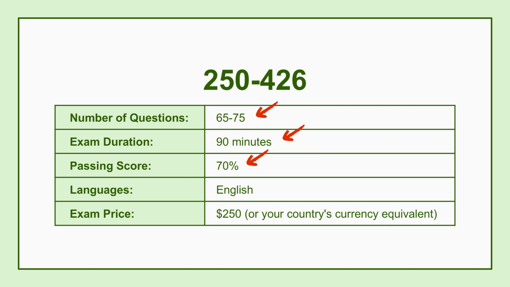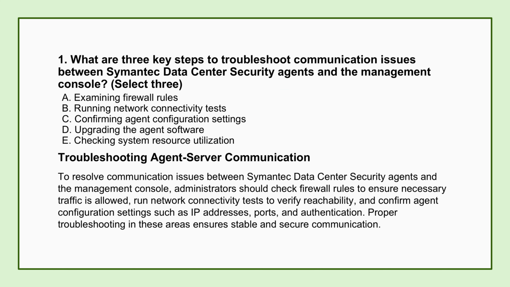But the important thing is to understand the core concepts. And that's what we're here for, to really get into it and help you move beyond memorization to true mastery. All right, so let's jump right in with question 1. It focuses on those sometimes tricky communication issues between the Symantec agents and the management console. The answer gives us 3 main troubleshooting steps. Checking those firewall rules, running network connectivity tests and confirming agent configurations. Sounds straightforward enough.